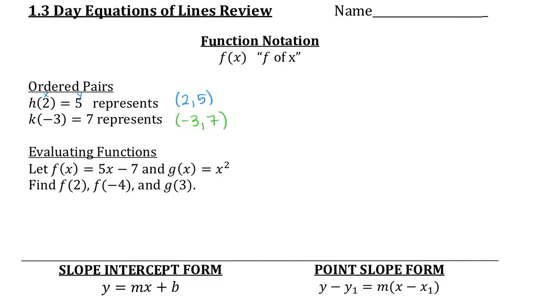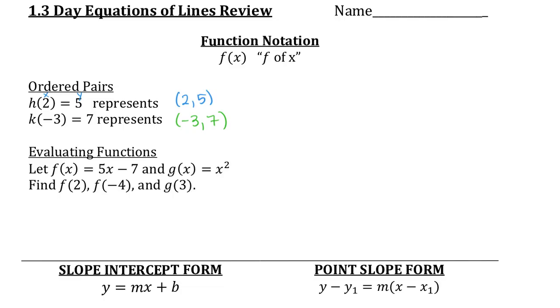Now, why might we use this instead of this? Well, maybe there's two different equations. There's two different lines. So this h of 2 equals 5 tells me that the 2, 5 is on the h line and the -3, 7 is on the k line. So it helps us keep track when there is more than one thing going on.